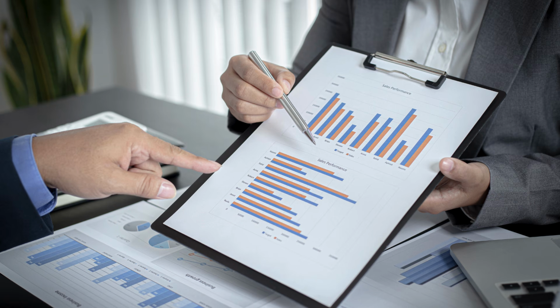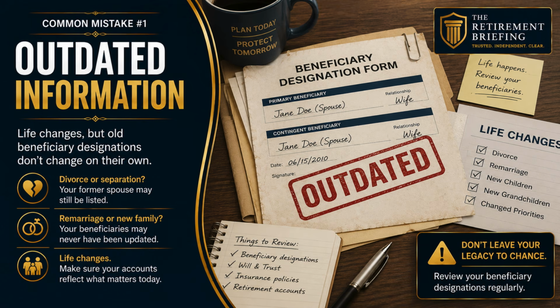Another common mistake is failing to name a contingent beneficiary. A primary beneficiary is the first person designated to receive an asset. A contingent beneficiary serves as a backup if the primary beneficiary dies before the account owner or cannot inherit for some reason. Without a contingent beneficiary, the transfer process may become more complicated and could create delays for surviving family members. A third mistake occurs when beneficiaries pass away and account records are never updated.